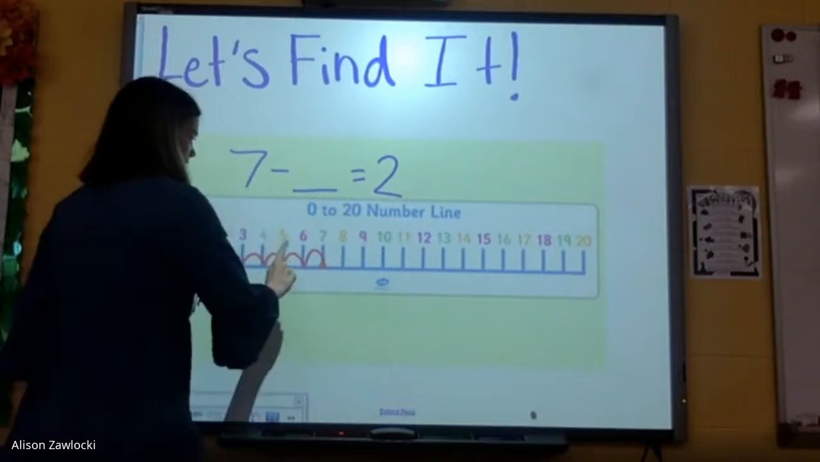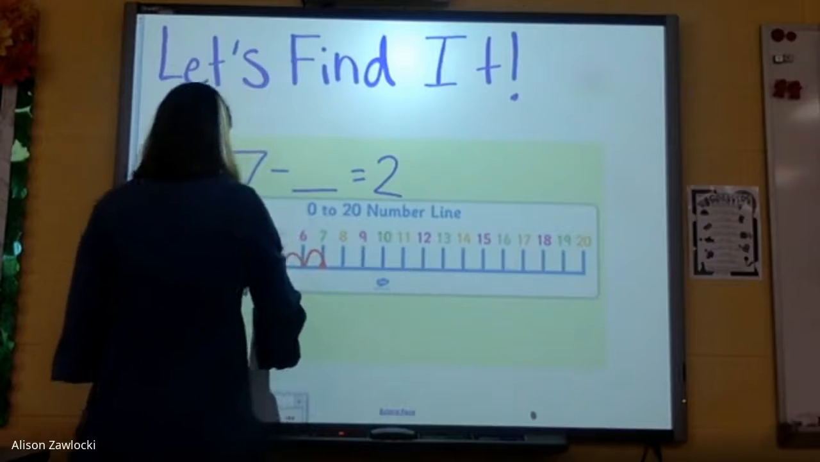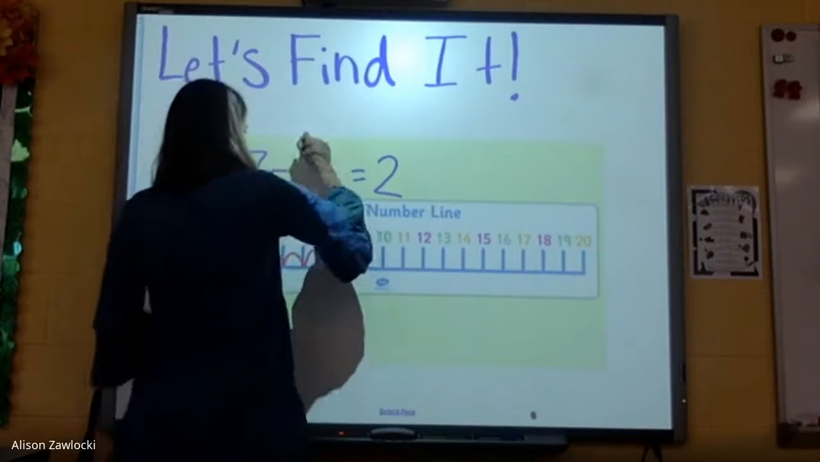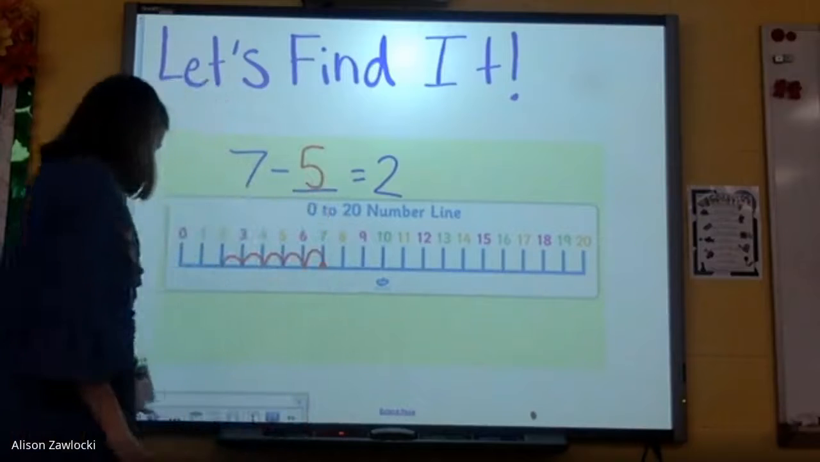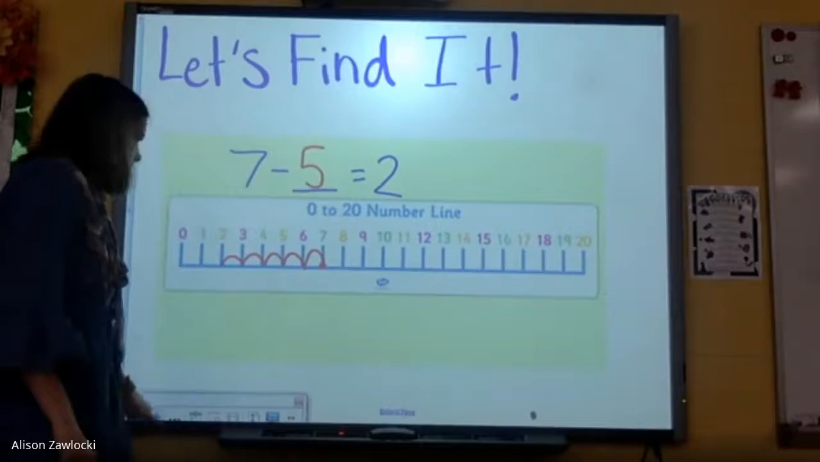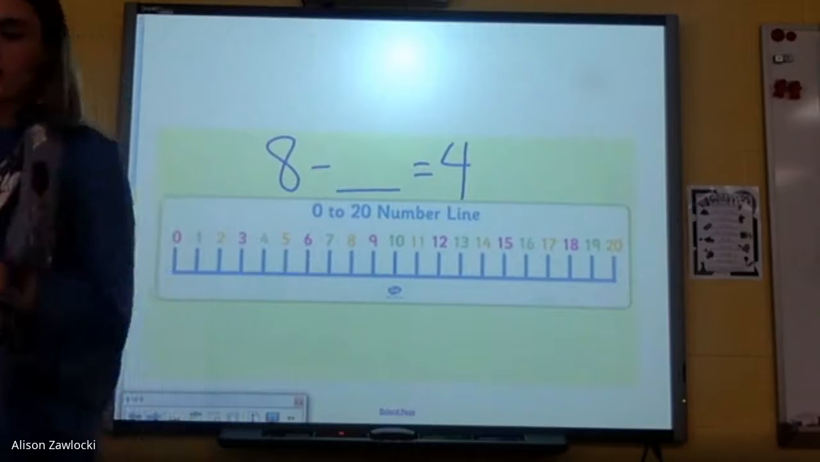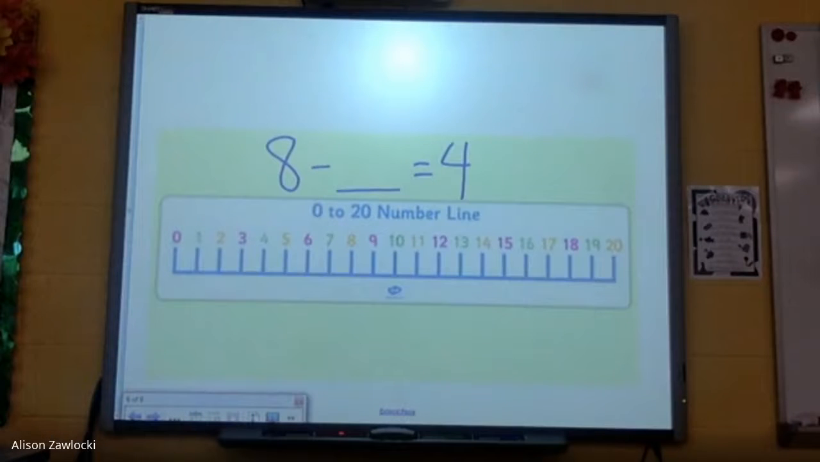And let's go back and count how many hops I drew. 1, 2, 3, 4, 5. 7 take away 5 equals 2. We just found it, yay! Let's do this one together. Go ahead and pull out your notebook and write this right here. 8 take away blank equals 4. So boys and girls, what number do I start with? Where do I put my first dot?